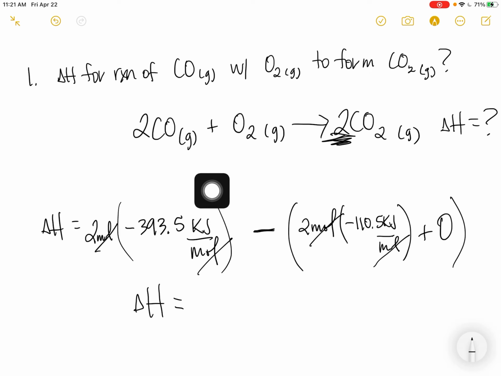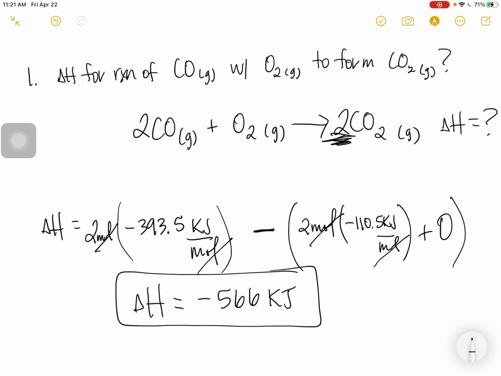Now I'm just careful with my calculator in how I input my numbers, making sure I don't miss my signs and that I don't forget this is a subtraction. When I do the math, I end up with delta H of negative 566 kilojoules. This is an exothermic reaction, and that is delta H for this reaction. So essentially, as long as you have a balanced equation and you have this chart of your delta H's of formation, you can use what I call P minus R to find delta H for any reaction.